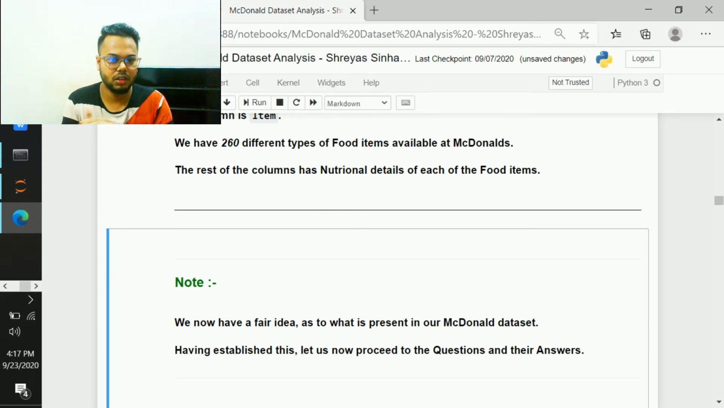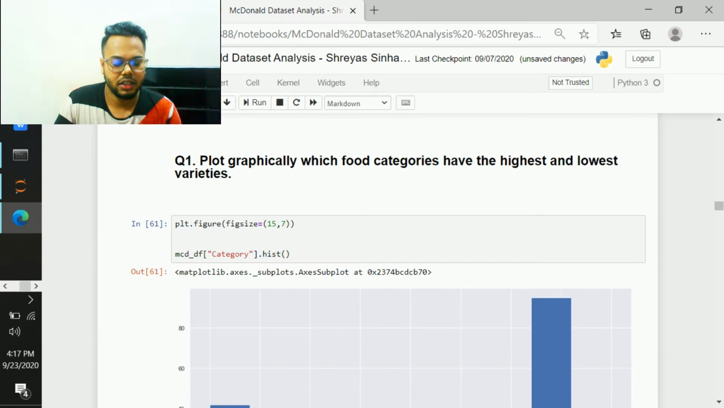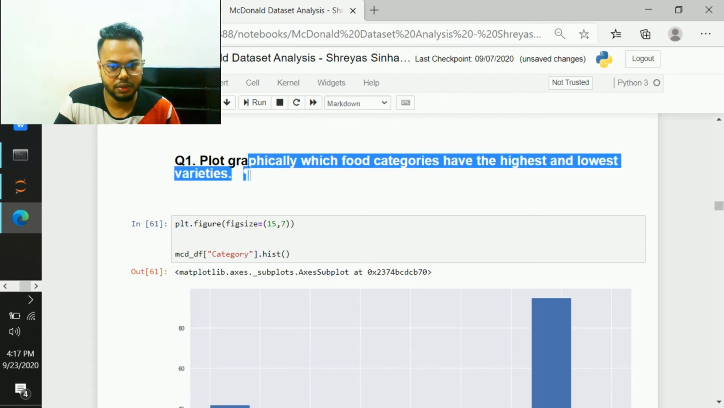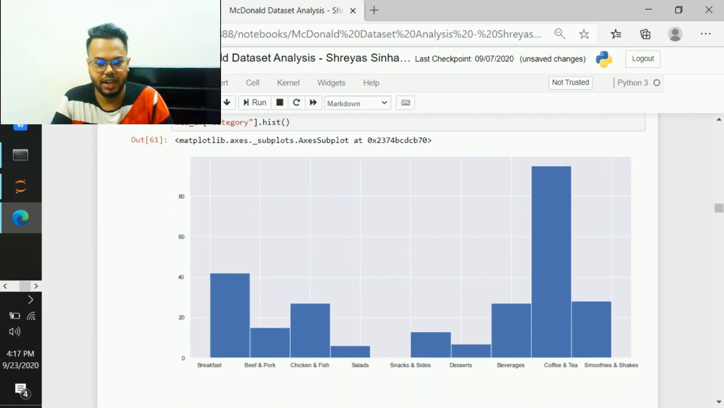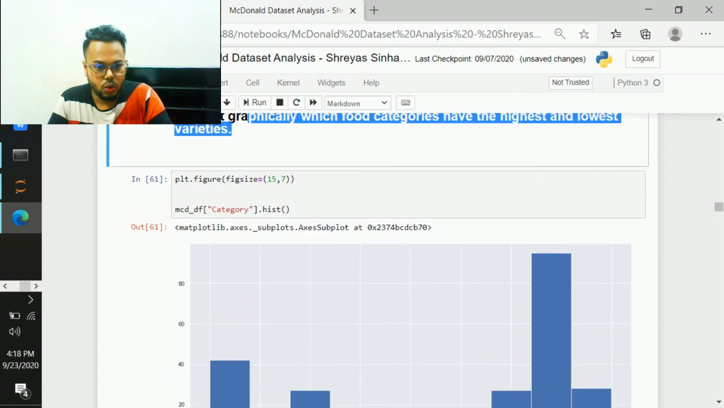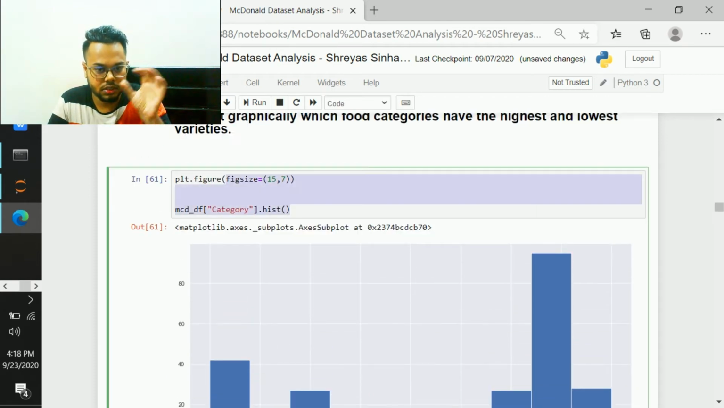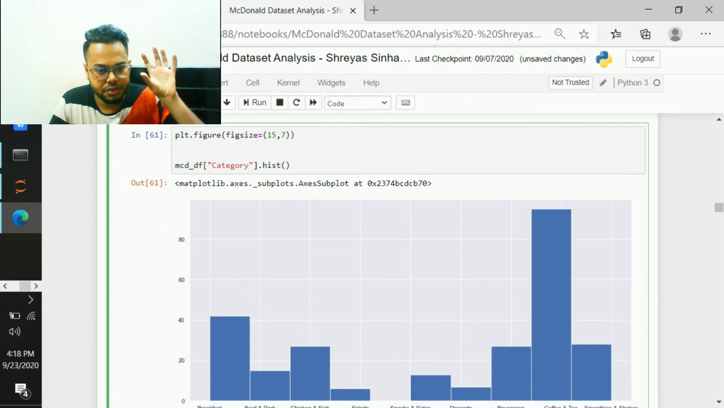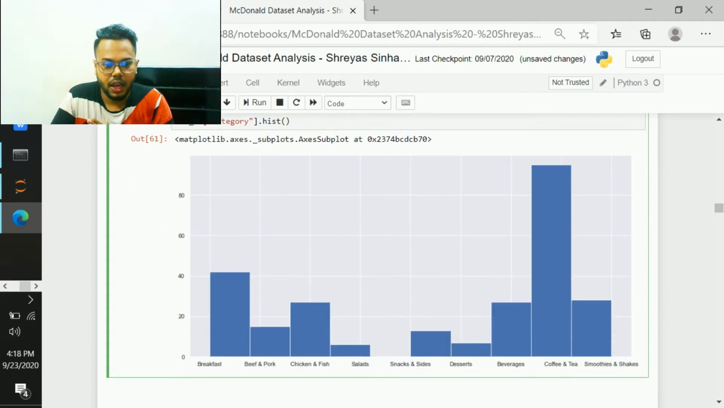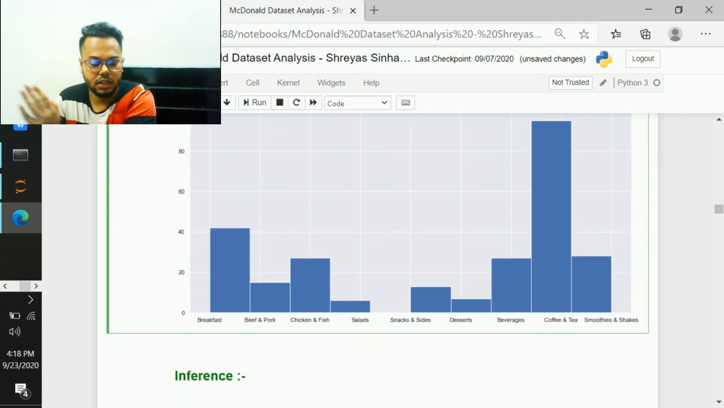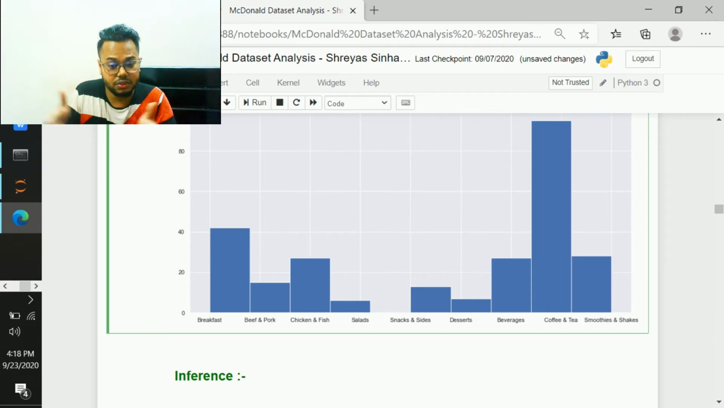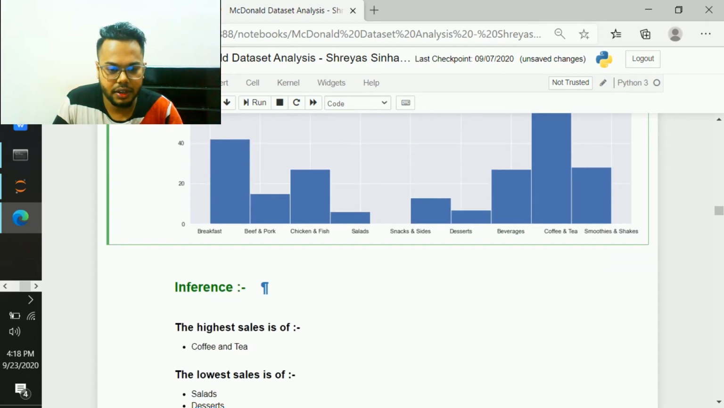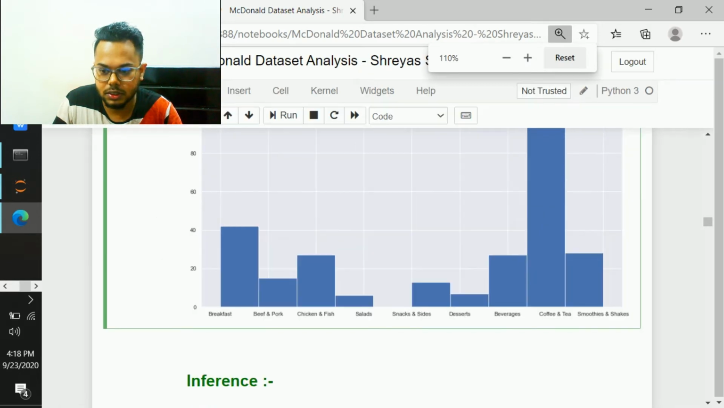Okay, simple sentences, not too much cluttering, right? Lot of visuals, right? Here we go with the first question. Plot graphically which food categories have highest and lowest varieties, right? So we have a specific figure size. We have chosen the first column, and then we plot all the categories within the first column. And I really hope that you can see this. I think it, okay.